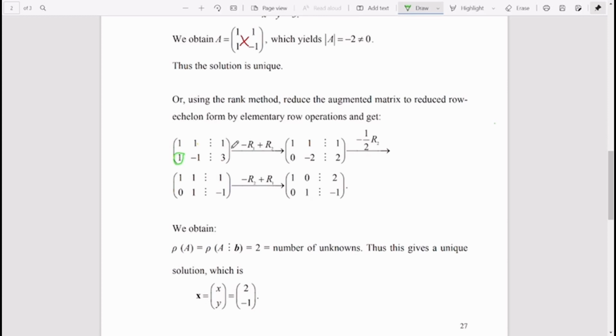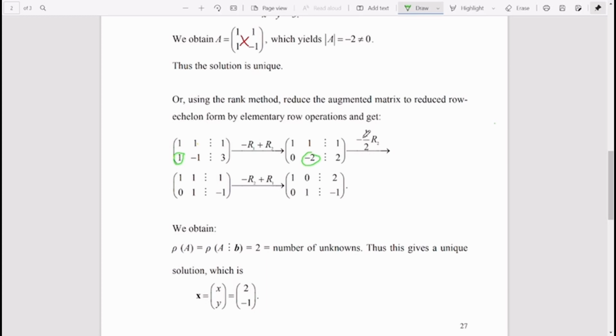In row 1, we just copy it: 1, 1, and 1. In row 2, we make the operation negative R1 plus R2, which is negative 1 plus 1 equal to 0, negative 1 plus negative 1 equal to negative 2, and negative 1 plus 3, which is equal to 2. Next, this position must be 0 to allow the reduced row echelon form, so we can easily divide it.